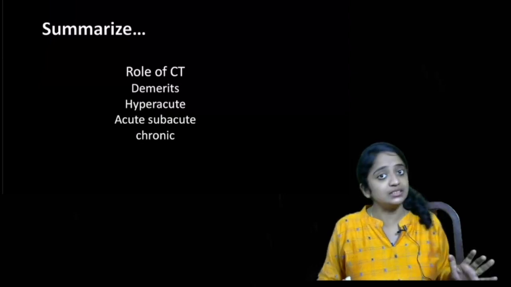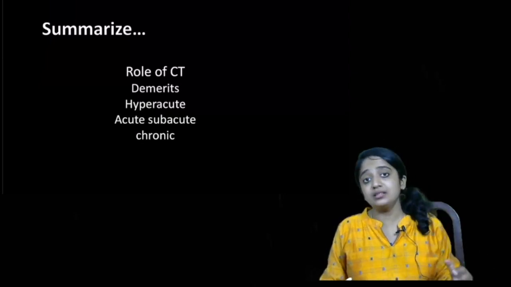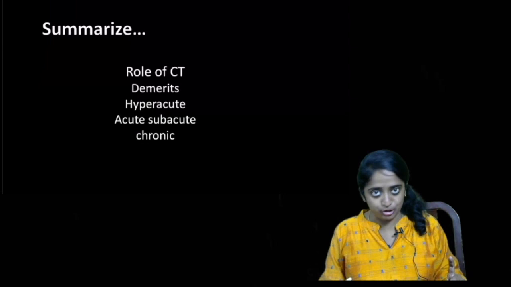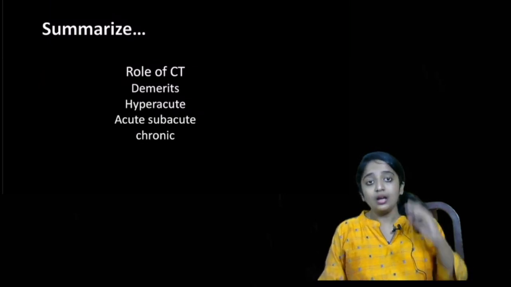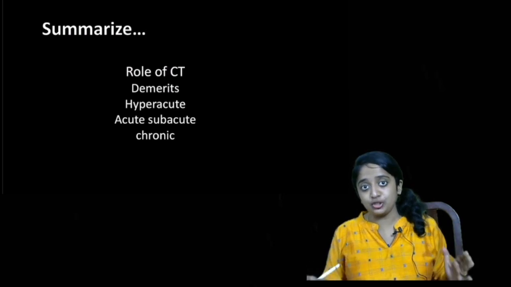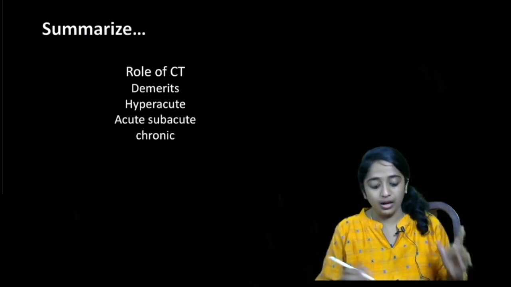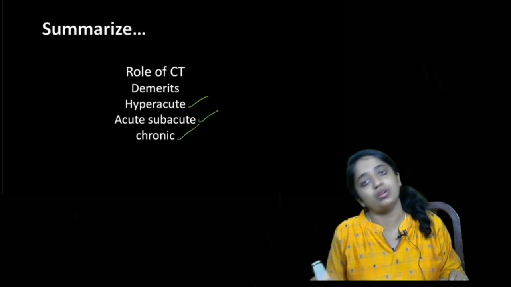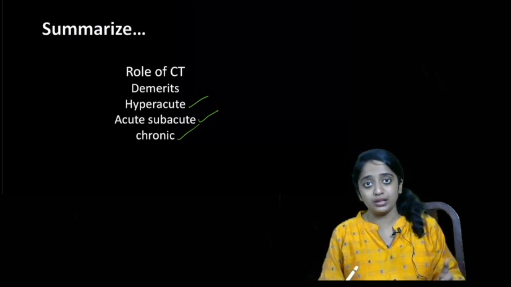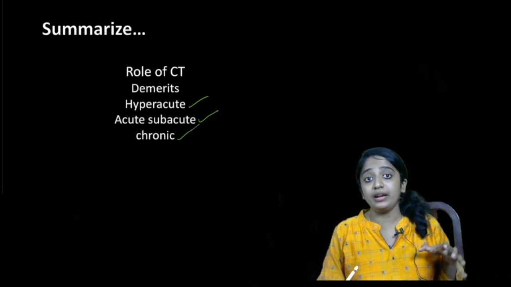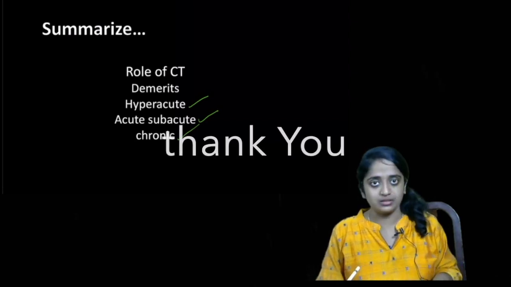So, summarizing today's lecture, we have discussed the role of CT in imaging. What are the merits and demerits? Then we have discussed the imaging features according to the stage of infarct: hyperacute, acute, and chronic. So I hope it is clear. In the next video, we shall discuss the role of MRI, the MRI imaging features in infarct. Thank you very much.